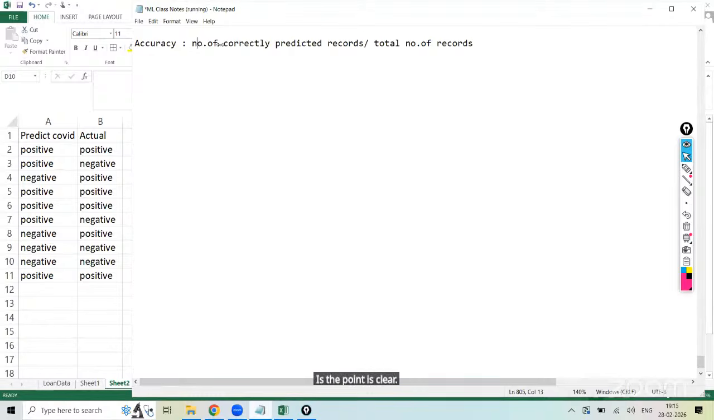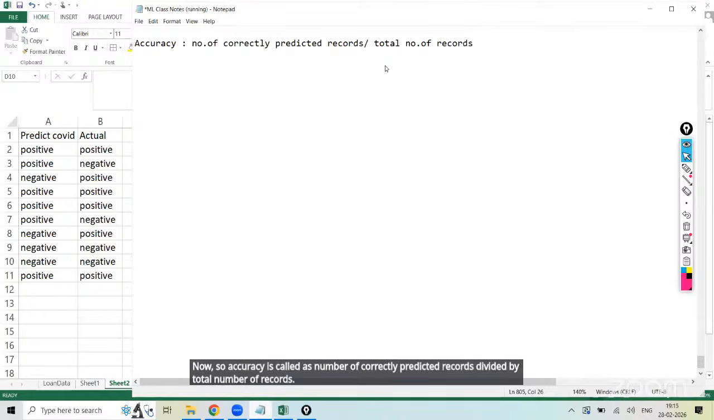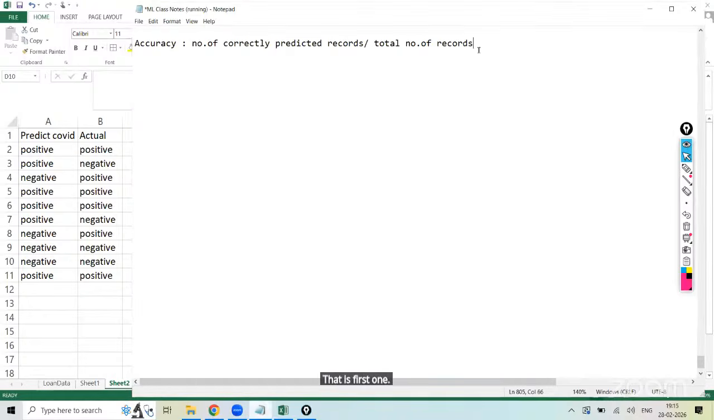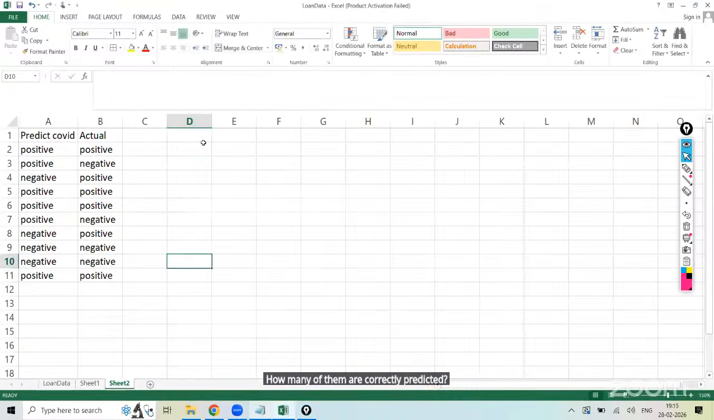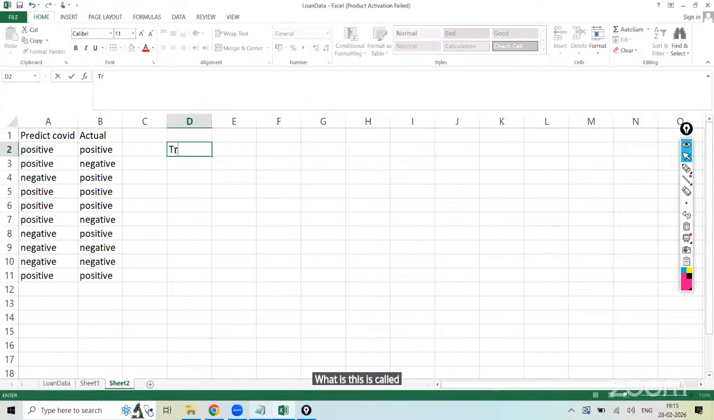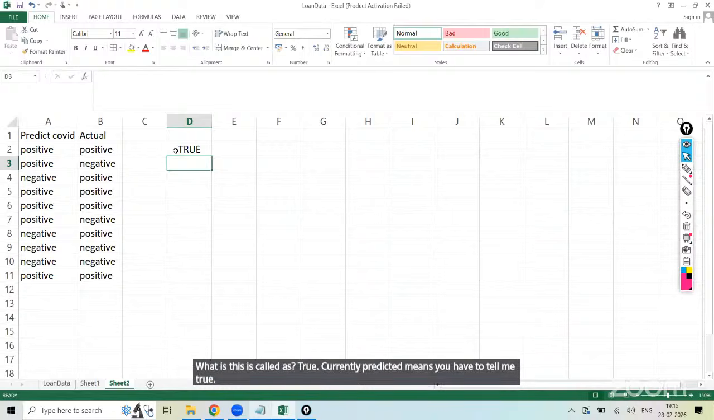Now, accuracy is called the number of correctly predicted records divided by the total number of records. That is the first one. Okay, for this example, everyone write simultaneously along with me. How many of them are correctly predicted? Correctly predicted, what is this called? True. Correctly predicted means you have to tell me true. Wrongly predicted means false. Point is clear?